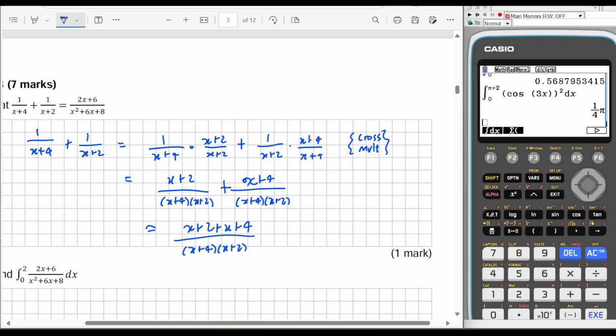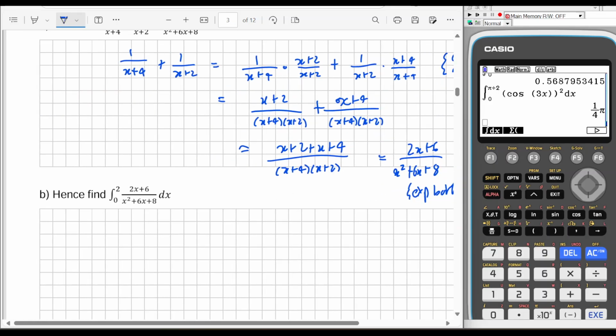And then that's what we want. So that should be 2x plus 6, which is what they're asking for. And we can expand the bottom. So x squared plus 6x plus 8. So I might just go expand the bottom, and then you can just write as required. Okay. Hence do that integral.